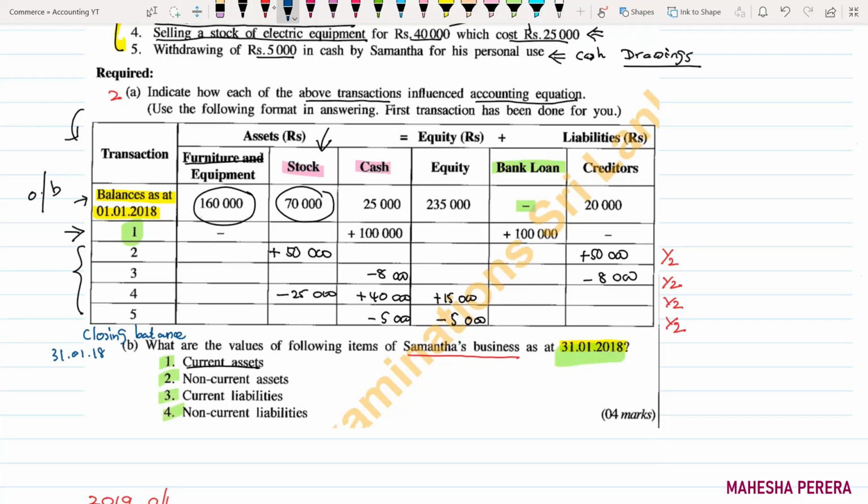So when you consider the column stock, you can find that there is an opening balance of 70,000. Then stock value increases by 50,000, then decreases by 25,000. So what's your net value now? That is the closing balance, right? 70,000 plus 50,000 is 120,000. From that, you need to deduct 25,000. Then කොච්චර එනවද? Right? 25 අයින් කරාම 95,000, right? You better double check.